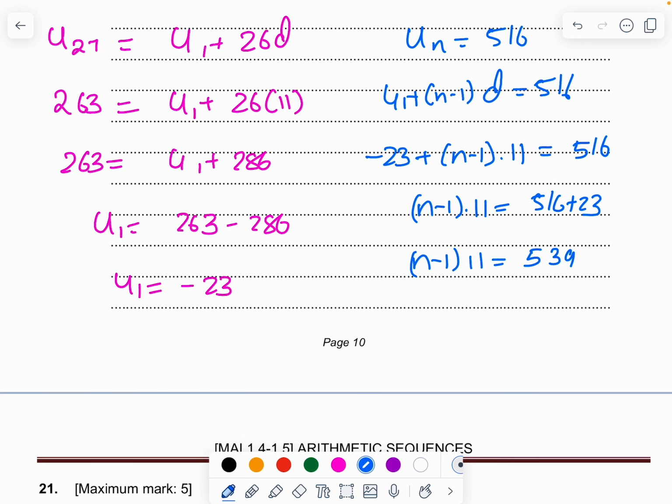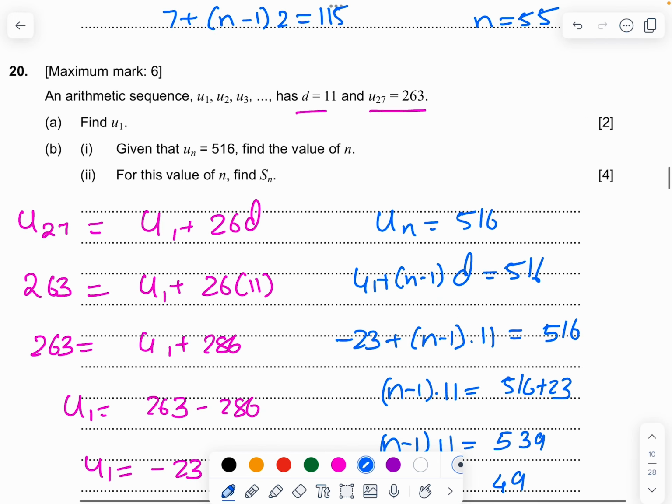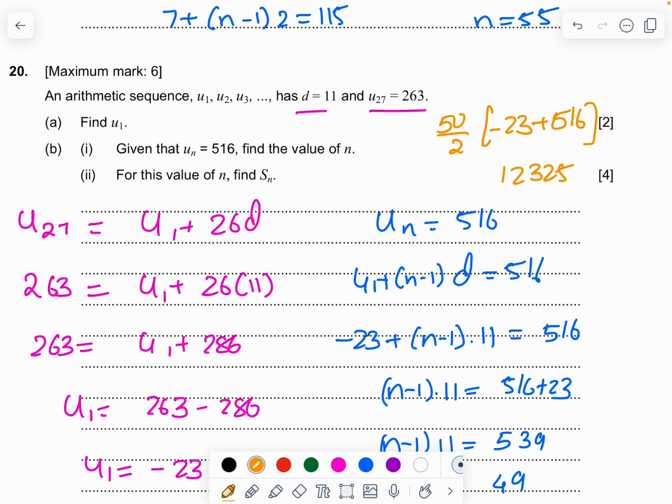Then n minus 1 equals 539 divided by 11, which is 49. So n equals 50. For this value of n, find Sn. Sn equals n upon 2 times first term plus last term. Simplify that, which is 12325. That is going to be the answer.